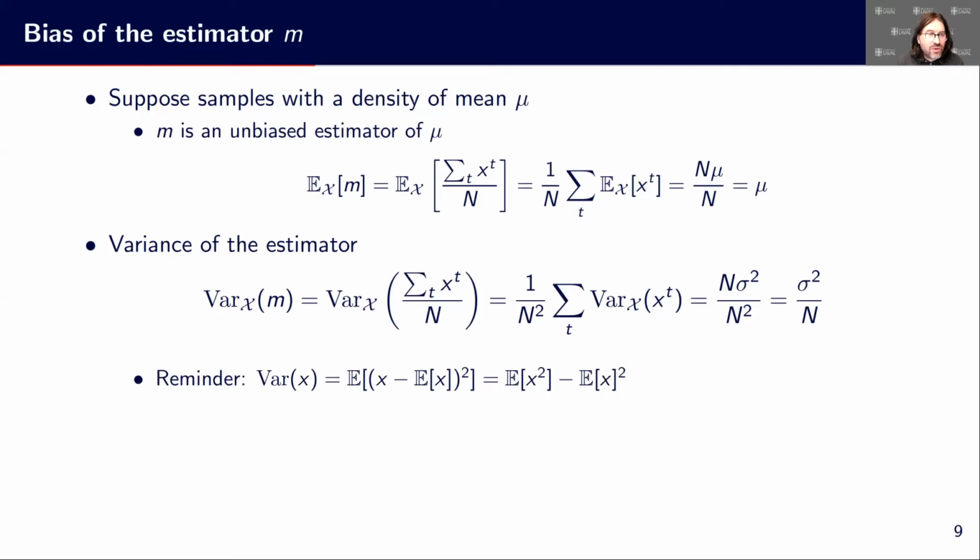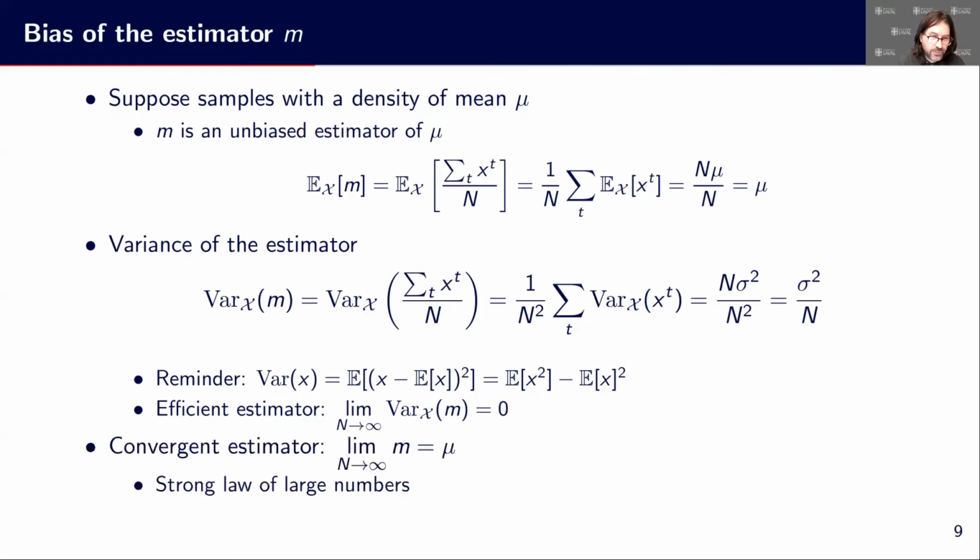To get this, remember that variance is the expectation of x minus expectation of x, squared. And so this is the expectation of x squared minus the expectation of x, squared. So we get this from that. And so we can say that it is an efficient estimator, because with a high value of n, with n tending to infinity, we have a variance equal to 0. And it is also a convergent estimator, because with the limit of n going to infinity, M is equivalent to mu directly. So this is supported by the strong law of large numbers.